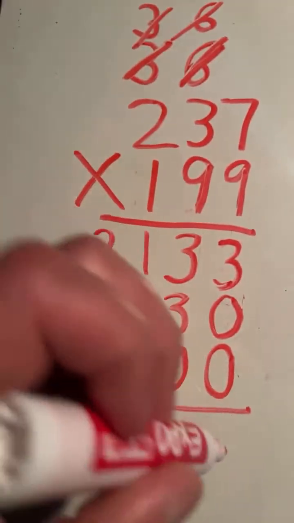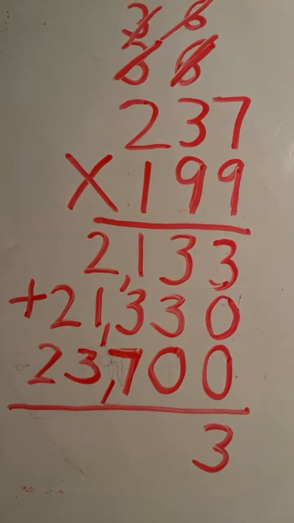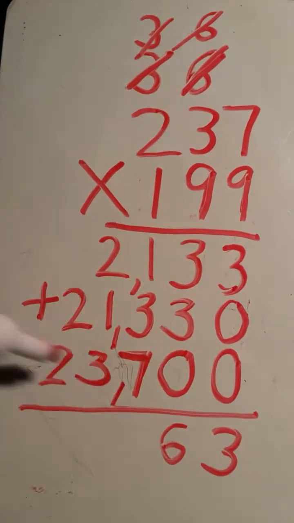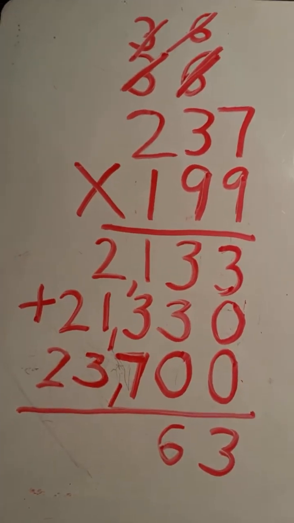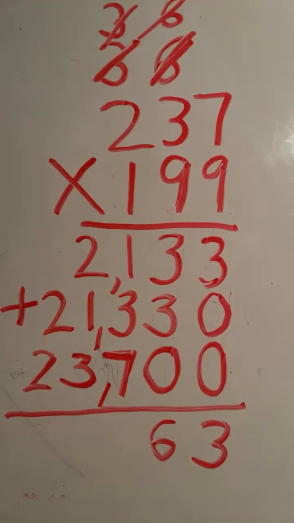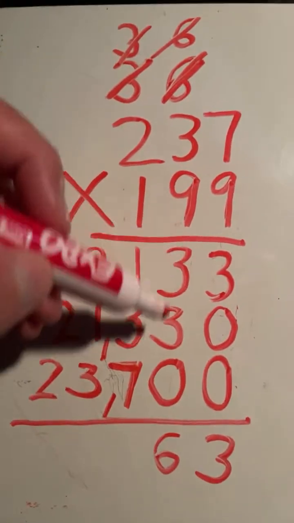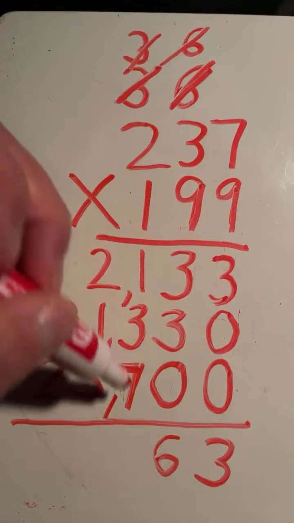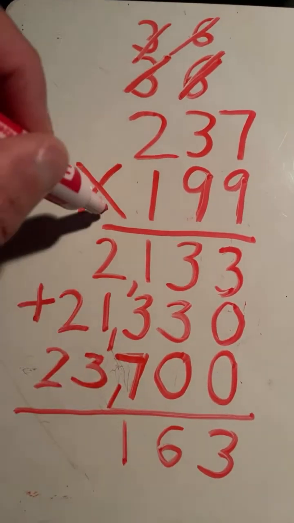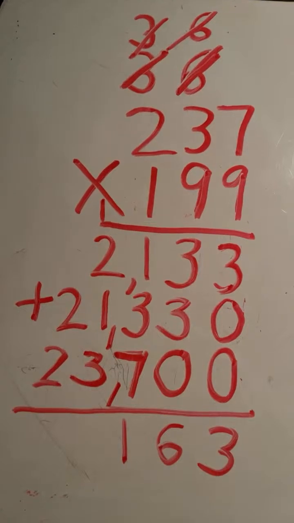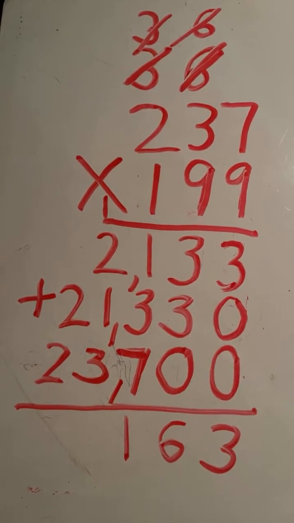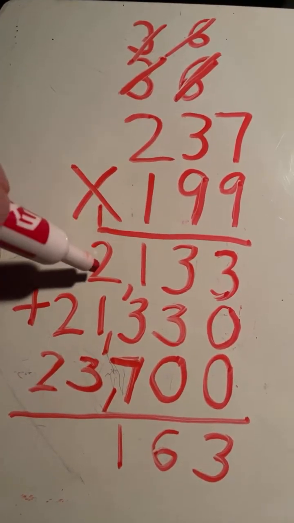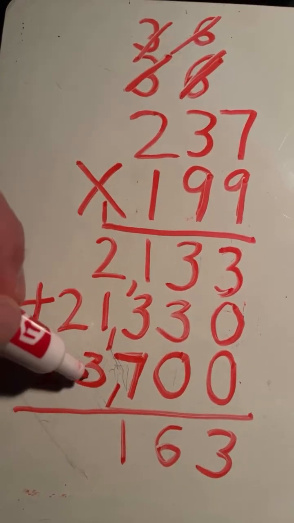So 3 plus 0 plus 0 equals 3. 3 plus 3 plus 0 equals 6. Always good to recheck and take your time. 3 plus 0 plus 0 equals 3. 3 plus 3 plus 0 equals 6. 1 plus 3 equals 4. Plus 7 equals 11. 1, carry the 1. 1 plus 2 equals 3. Plus 1 equals 4. Plus 3 equals 7.